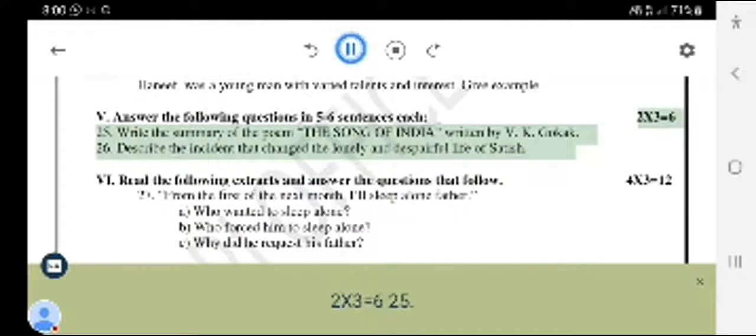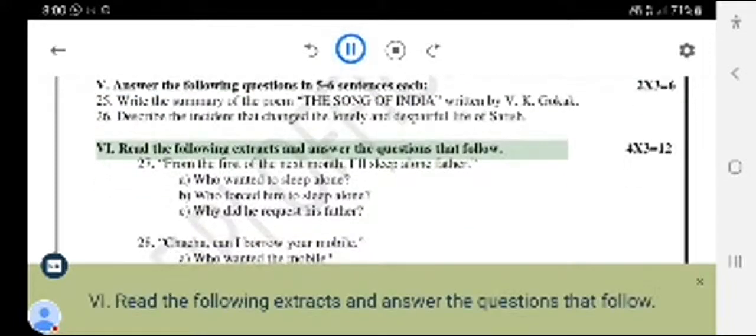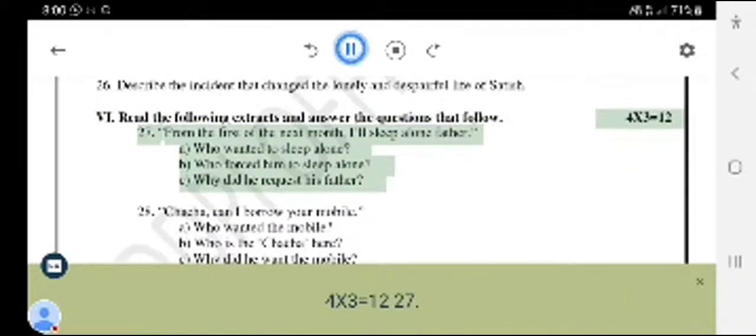V. Answer the following questions in 5 to 6 sentences each. 2x3 equals 6. 25. Write the summary of the poem, The Song of India, written by V.K. Gokak. 26. Describe the incident that changed the lonely and despairful life of Satish. V. Read the following extracts and answer the questions that follow. 4x3 equals 12. 27. From the 1st of the next month, I'll sleep alone, father. A. Who wanted to sleep alone? B. Who forced him to sleep alone? C. Why did he request his father?